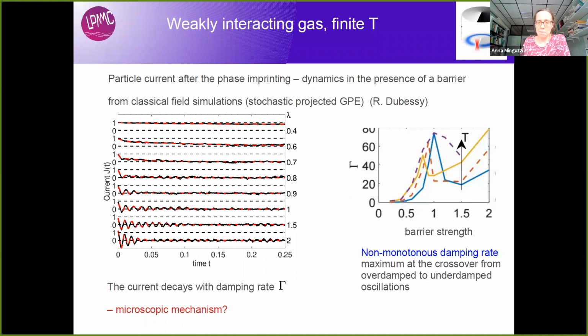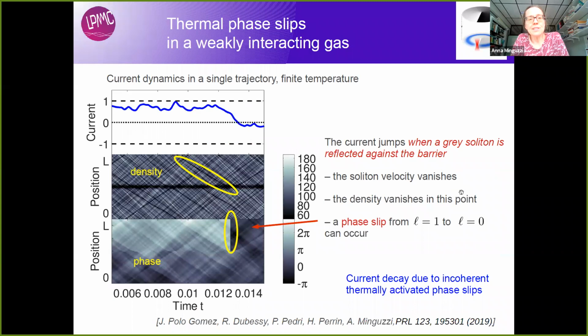And so in this regime, the way that we lose the persistent currents, well, to see it, we decided to follow one trajectory, because these finite temperature calculations are a simulation over several trajectories. And this is one trajectory which is very exemplary in this sense. You see the current is more or less around one, and then at some point it jumps to zero.